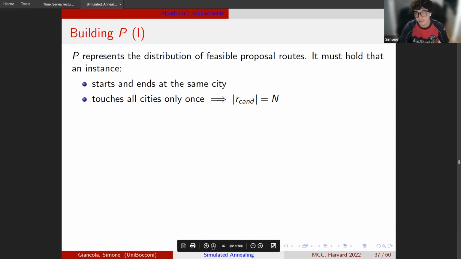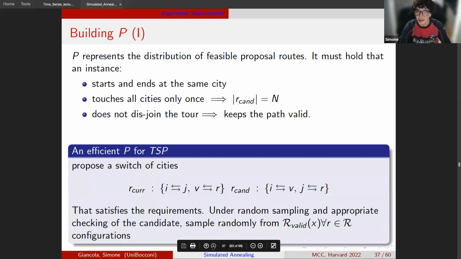A proposal matrix is rather easy to think of. It just needs to propose routes that start and end at the same city, have a size of n, and don't have sub routes or disjoint tours. They're just valid routes. So we could think of doing a swap of indices of the cities, and we will know that the routes will be valid, and it will be easy to evaluate the change in energy for this acceptance matrix.